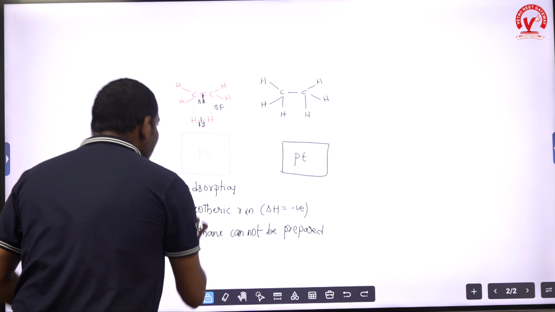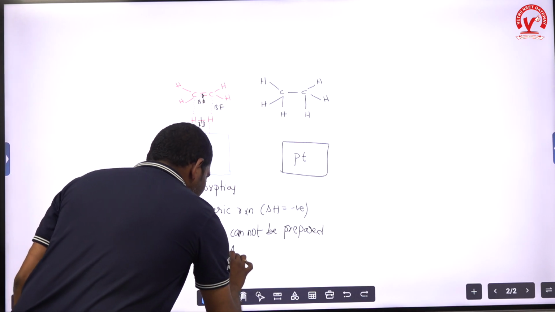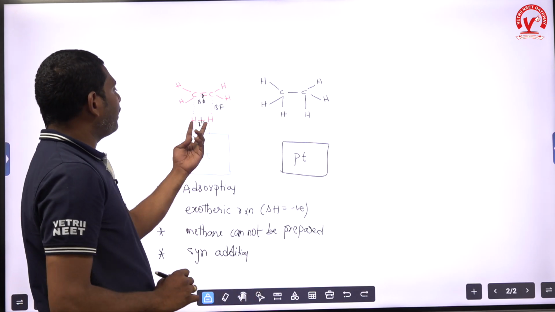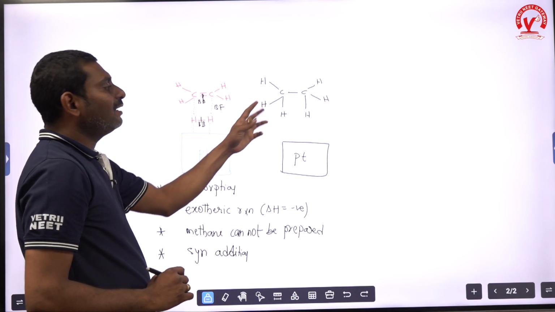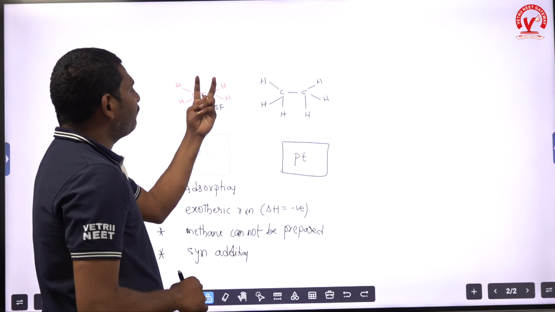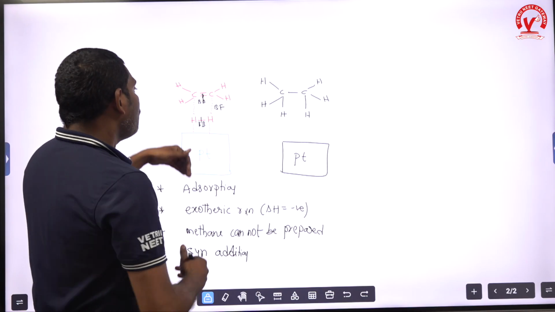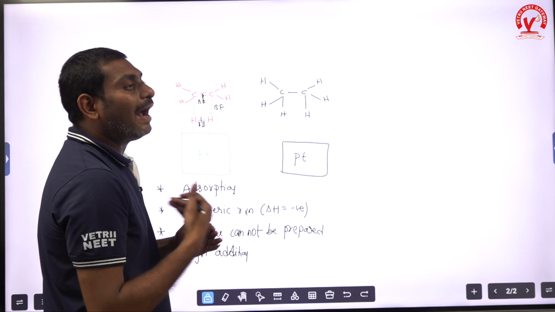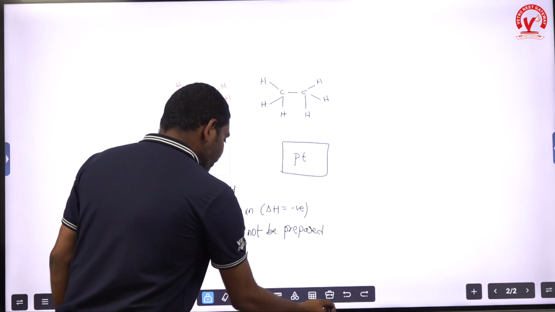And this addition is syn addition, meaning both the hydrogens will add on the same side. If 2 hydrogens attack on the same side, that is called syn addition. 1 hydrogen upside and 1 hydrogen downside is called anti addition. So it is the syn addition.